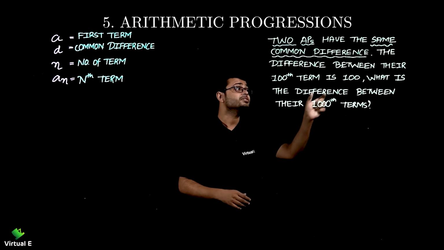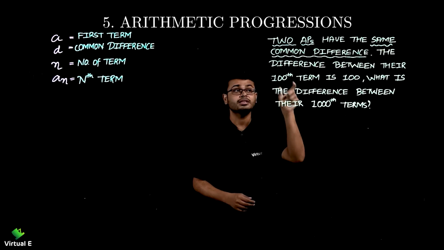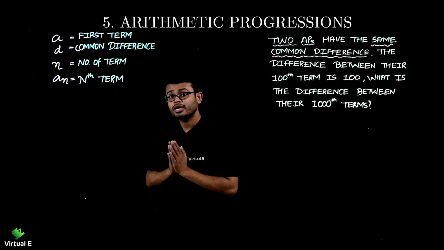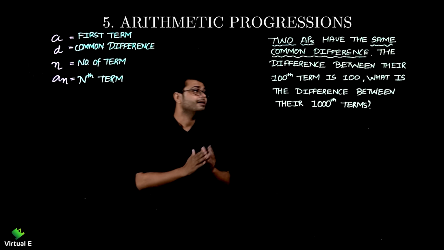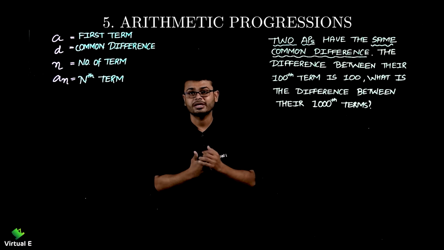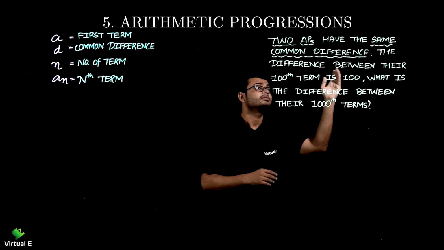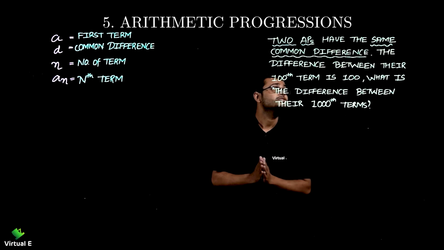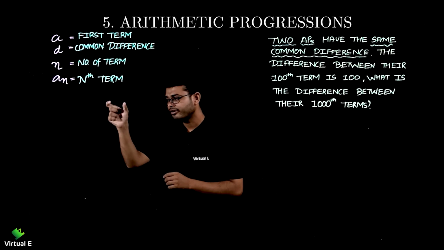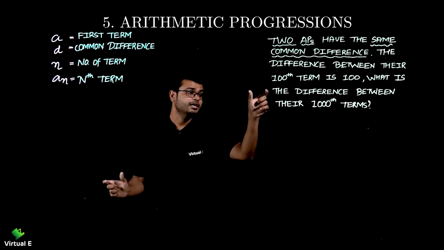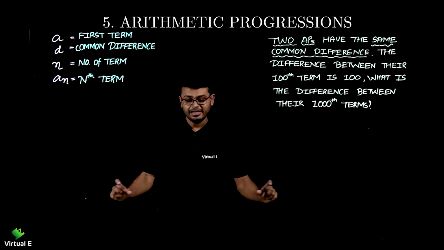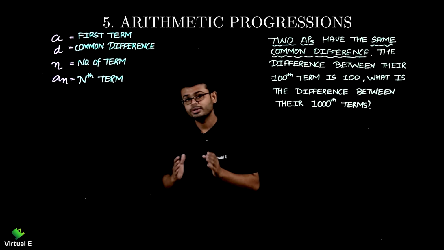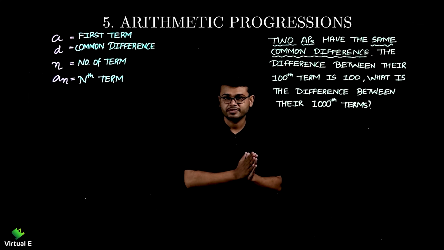Next, the difference between their 100th term is 100. So what does this sentence mean? Read one more time. If you don't understand in one go, develop a habit of reading the question 2-3 times and understand properly. The difference between their 100th term is 100. So they mean that if I take the 100th term from one AP, and the 100th term from the other AP, and if I subtract, what will I get? I will get 100. We are going to do the calculations. I am explaining the concept first of all.